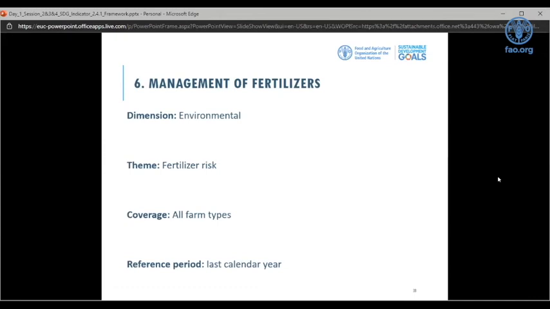So the last sub-indicator for today and the sixth one in the framework of SDG 241 is management of fertilizers. In the context of 241, sustainable agriculture implies that the level of chemicals in the soil and the water bodies remains within acceptable thresholds.